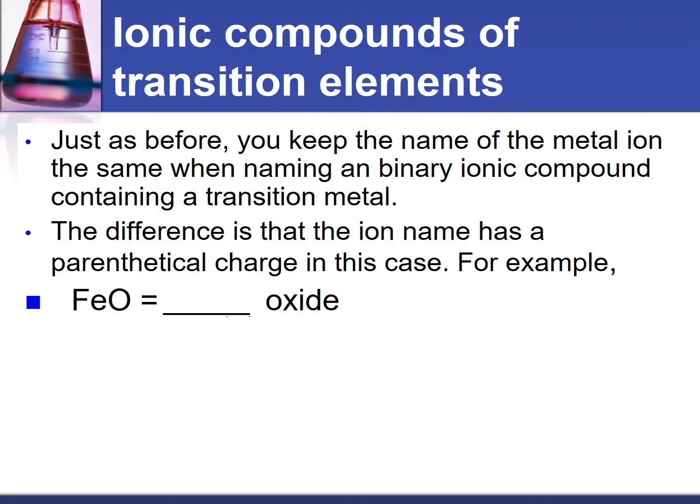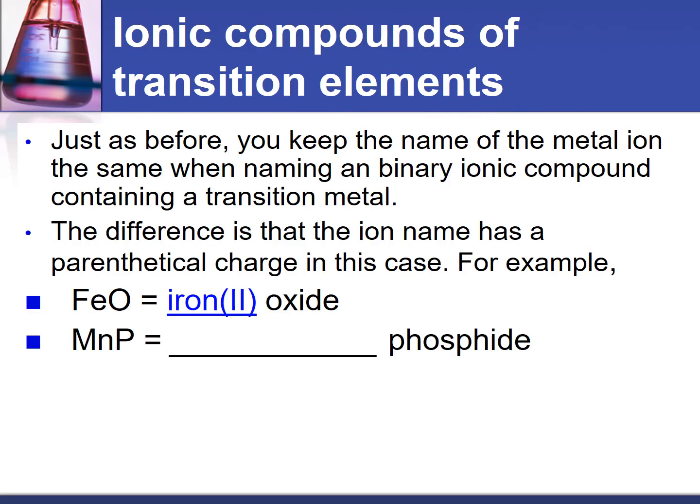So the rule is actually the same. Name the metal ion the same as the metal, and then name the anion IDE. So FeO would be iron 2 oxide. IRON, parentheses, II, close parentheses, iron 2 oxide. Next, we have manganese phosphide. But it's got to indicate the charge because manganese can potentially have more than one charge. So properly spoken, it would say manganese 3.